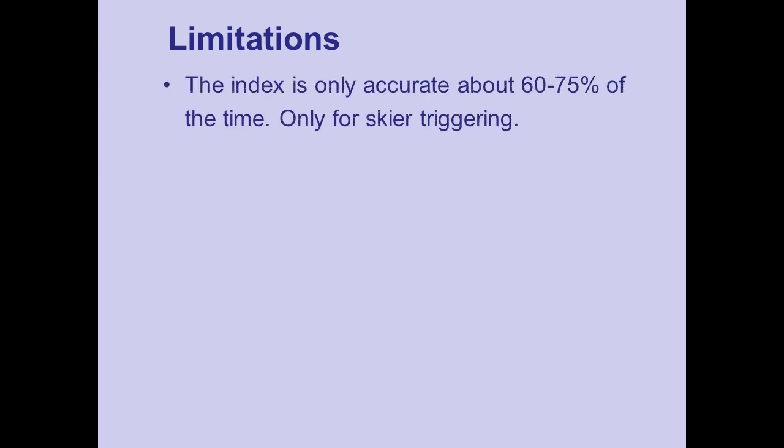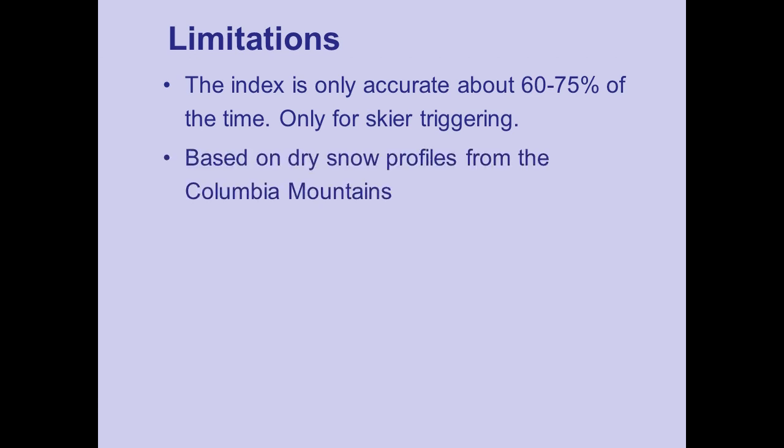Here are some limitations of the yellow flags method. The index is only accurate about 60 to 75% of the time and only calibrated for skier triggering, although triggering by snowmobiling may be similar. In other words, the method did not identify the same critical layer as stability tests in about 30 to 40% of profiles. Also, it over or underestimated the stability of the adjacent slope in about 30 to 40% of the time as well. These results are based on dry snow profiles from skier tested slopes in the Columbia Mountains.